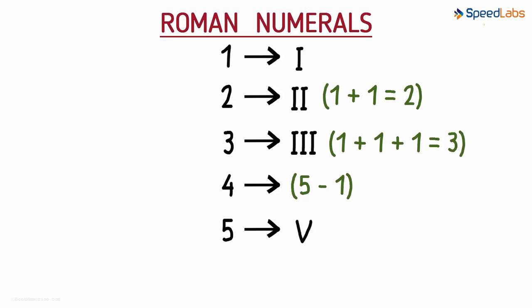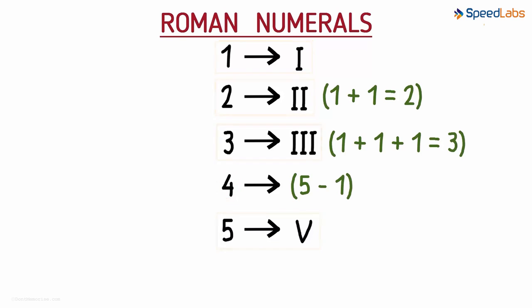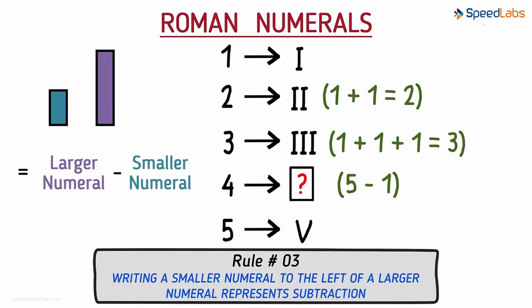So we know how to write the numbers 1, 2, 3 and 5 in the Roman numeral system. Writing the number 4 is a bit tricky. Earlier, I said that we can represent 4 as 5 minus 1. But how do we write it in the Roman numeral system? We will do that with the help of the next rule. According to it, writing a smaller numeral to the left of a larger numeral represents subtraction. Read it well. If we write a smaller numeral to the left of a larger numeral, then the result will be larger minus the smaller numeral.